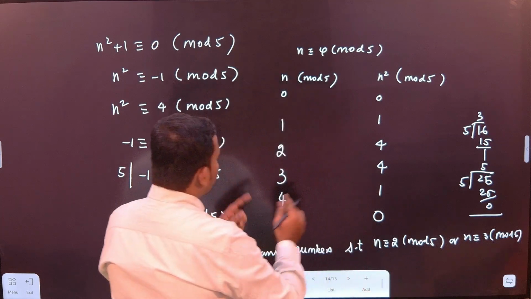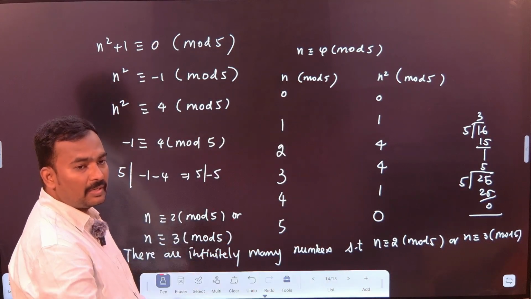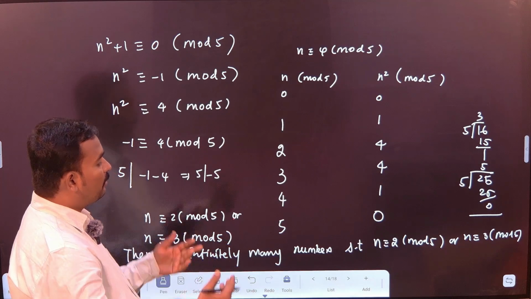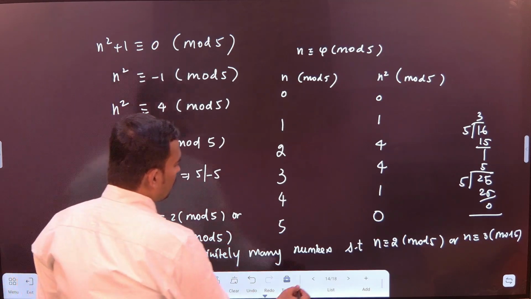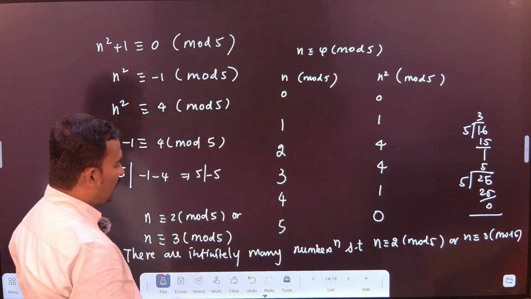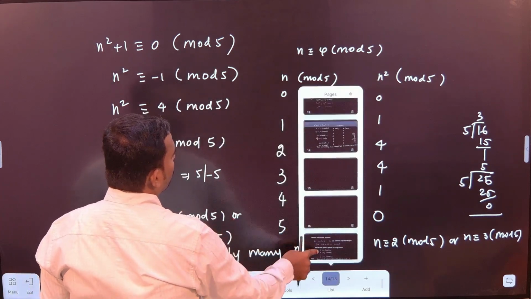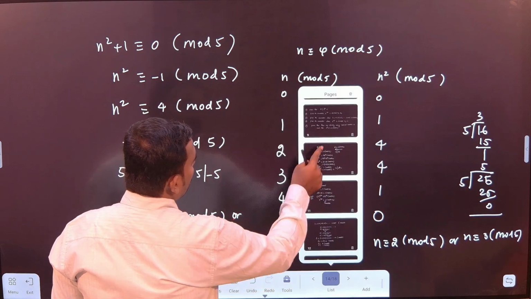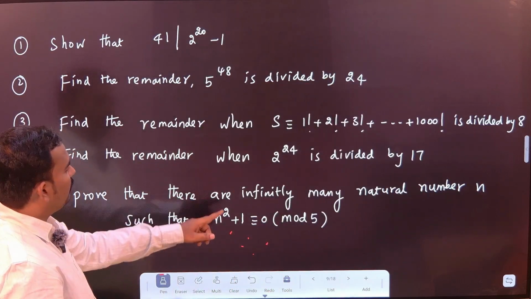If this kind of situation is there, this kind of n will be satisfied. Therefore, there are infinitely many n possible, right? There are infinitely many numbers n, right? Infinitely many numbers n are possible here. We need to prove that only, right? You can check it once here. We had to prove that there are infinitely many natural numbers.